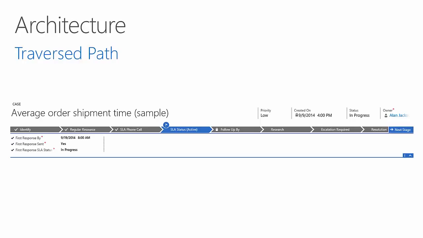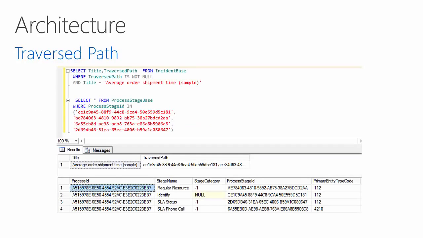As we can see, this case average order shipment time sample has completed 3 stages and has 1 active stage. Running the following queries gives me the necessary information to determine what the stage path is for the case. This is how CRM keeps track of which stage a record is on. Now, changing between processes changes the traversed path. Once you change a process, coming back to the original process will start that path over again.